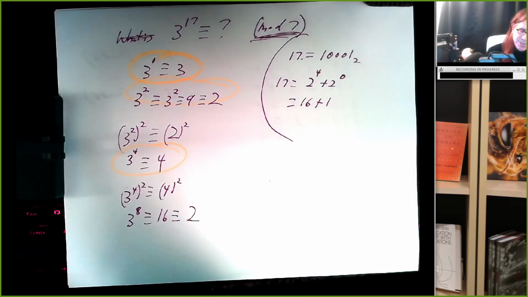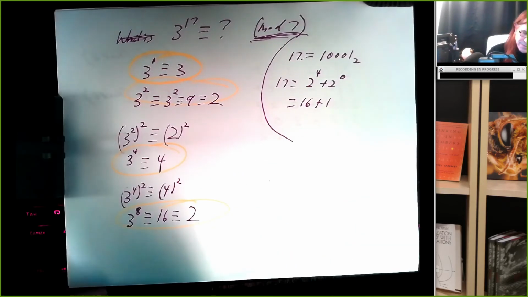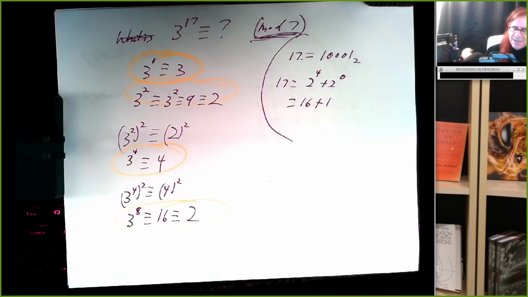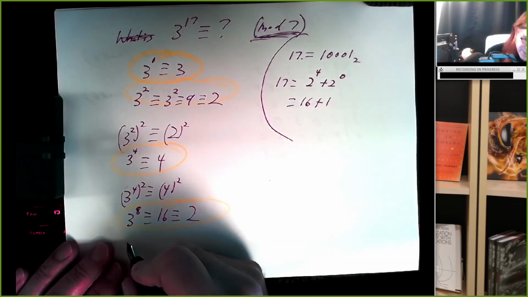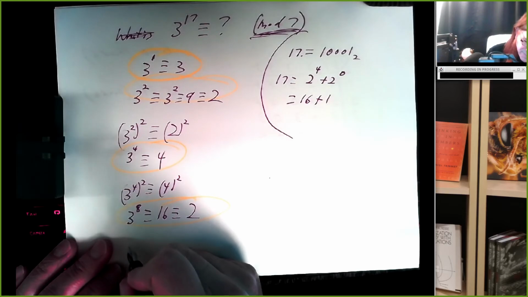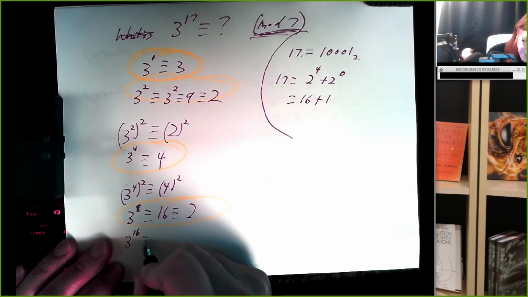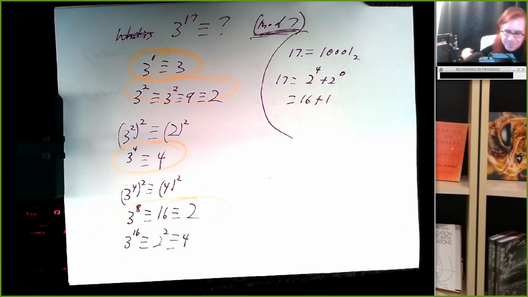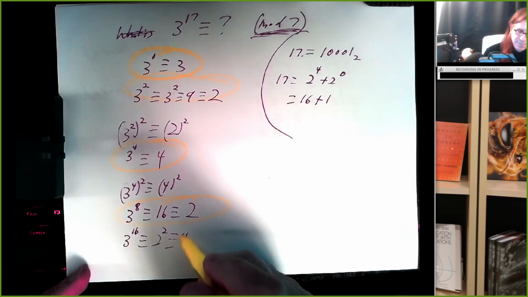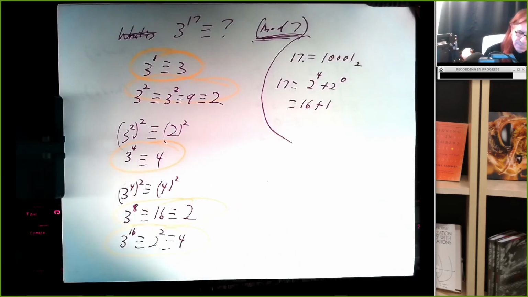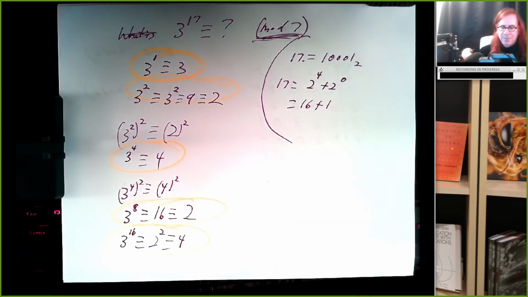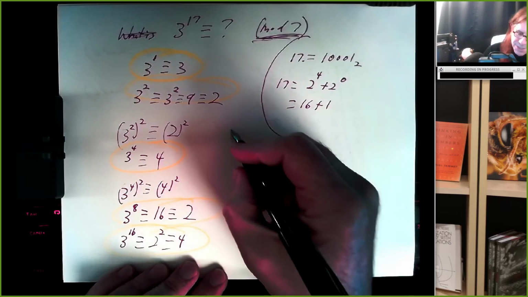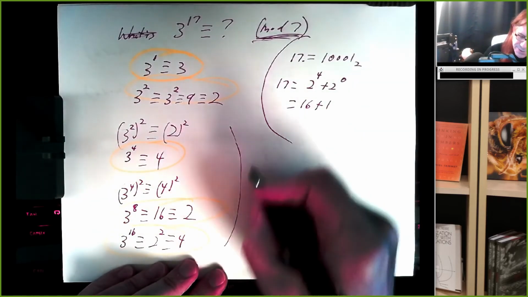So now we know what 3 to the 8th is. And I'm going to do one more of these operations, and I'm going to square both sides and say 3 to the 16th is congruent to 2 squared, which is 4. Alright, what I'm interested in is finding 3 to the 17th.